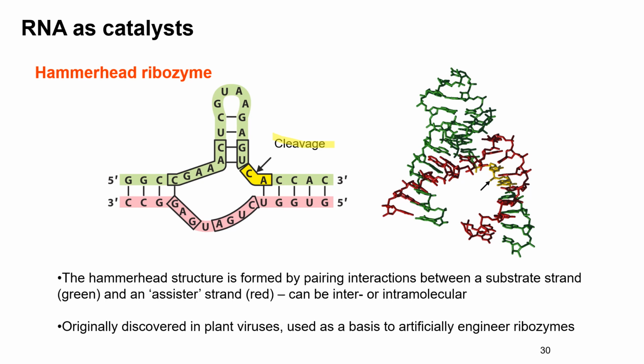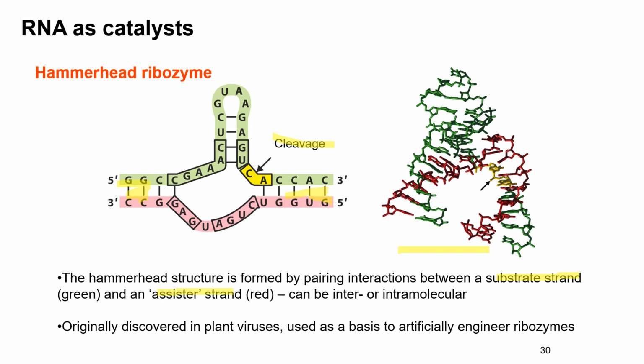In both cases, the cleaving structure is formed when you have a substrate strand in green, here forming a specific stem loop, and you also have an assister strand in red that is complementary to form helical regions upstream and downstream of this stem loop, and then here it also has an asymmetric loop. And the hammerhead ribozyme is very well characterized. So on the right here, you have the representation of the crystal structure of its overall 3D structure, the overall tertiary structure. So we can see how it overall folds into this shape.